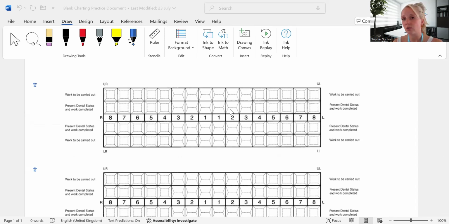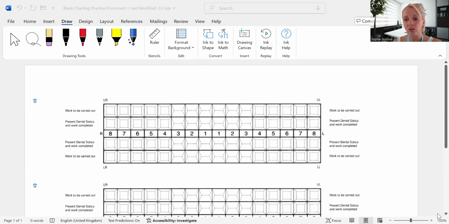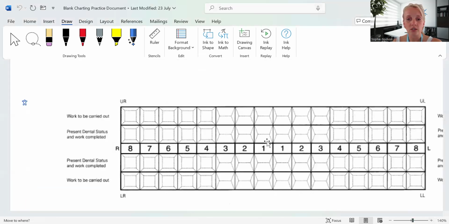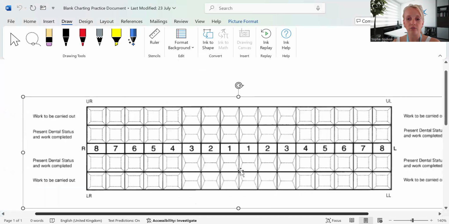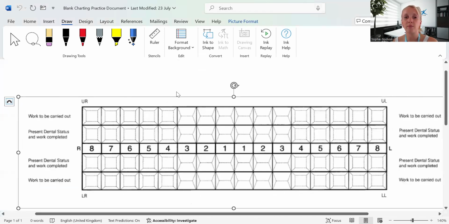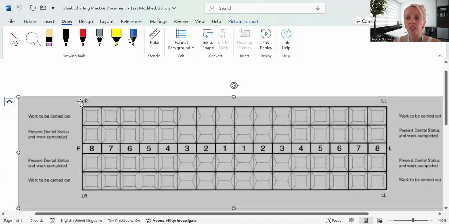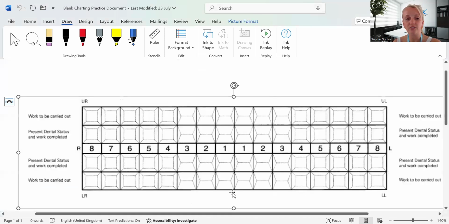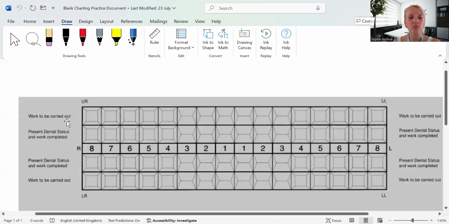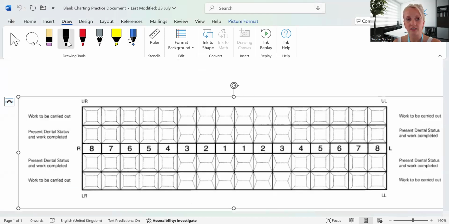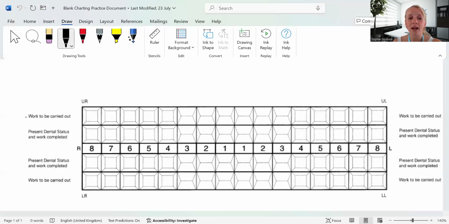So the first chart they'll do is the adult chart. Now, before we start, we just need to have a look at the chart and why there's different rows and different boxes on each chart. So the chart consists of 4 quadrants, as it does the same on a computer. So you've got upper right, you've got upper left, and lower right. You've then got your right side and your left side. You've got work to be carried out and present dental status. So this is your baseline.